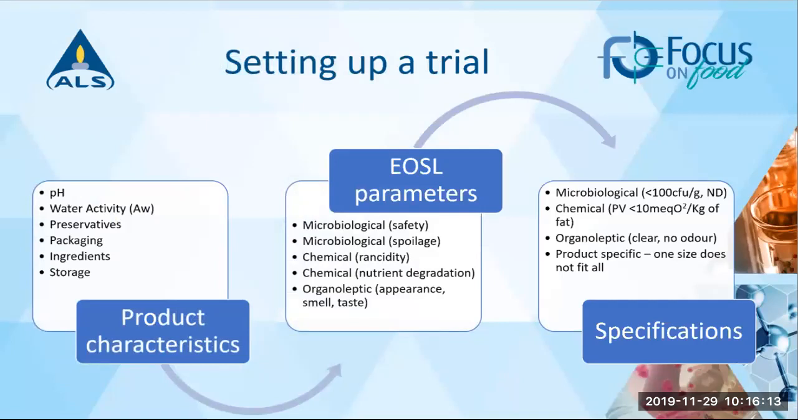So, the process of setting up a shelf life trial. The first step is to understand the product and how it could perform over time. A large part of this, if you go back to some of the earlier webinars that we had, is tied up in the intrinsic product characteristics. You'll remember that the intrinsic characteristics are factors such as the pH, the water activity, and whether the product has any natural or artificial preservatives in it.